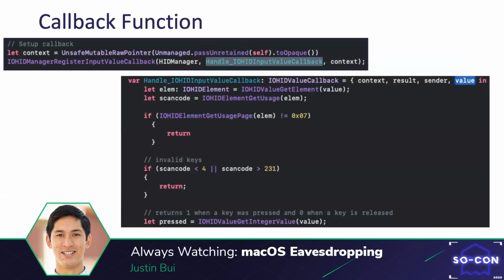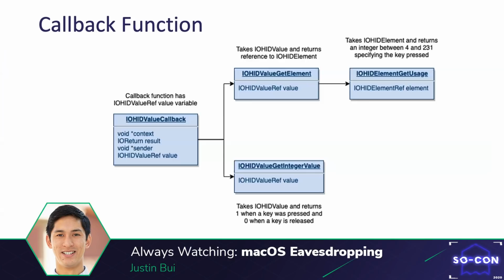So here's what the callback function looks like. In this first image, you see that IOHIDManagerRegisterInputValueCallback. The second parameter into this is the callback function that we want to call anytime an enumerated device sends input. And so when an enumerated device sends input, this function is triggered, and then we can do post-processing on the event. So we can figure out exactly what the user pressed and things of that nature.